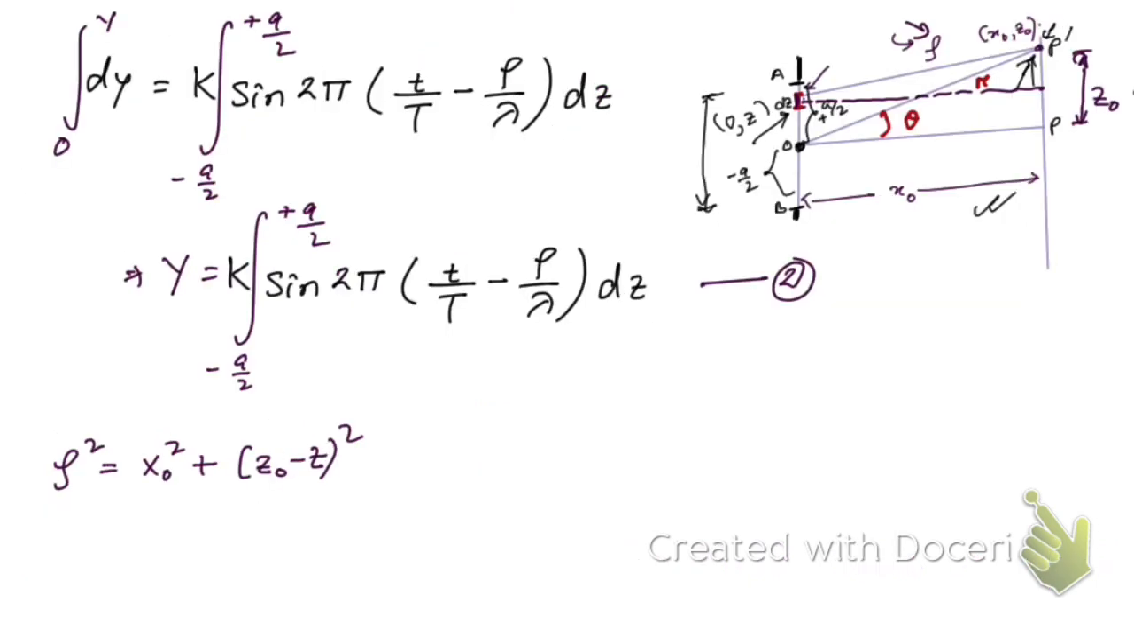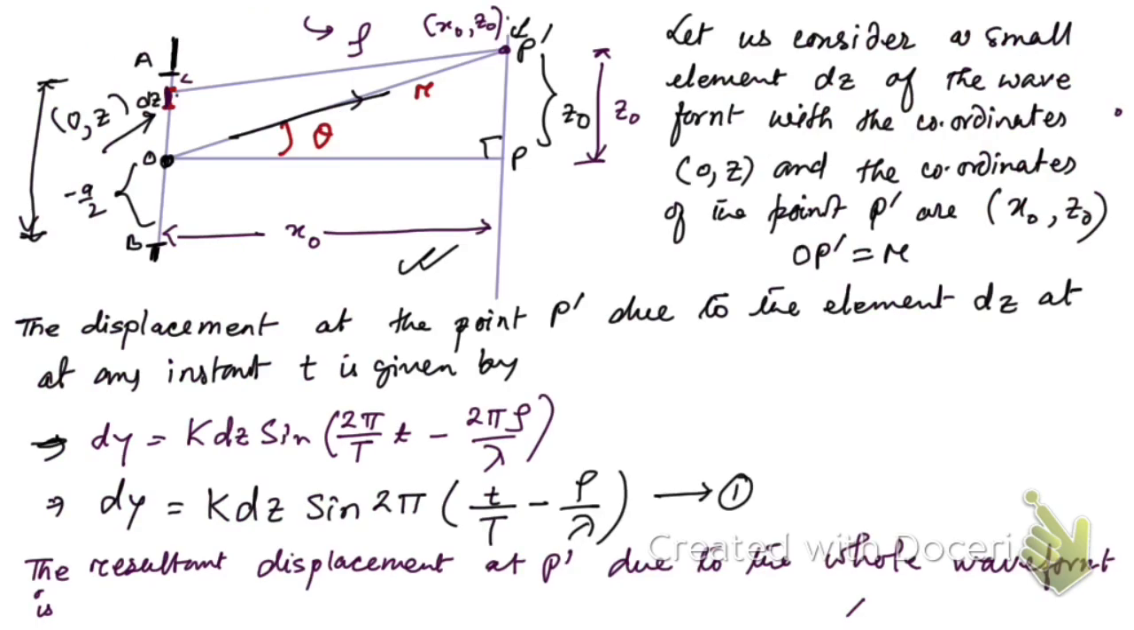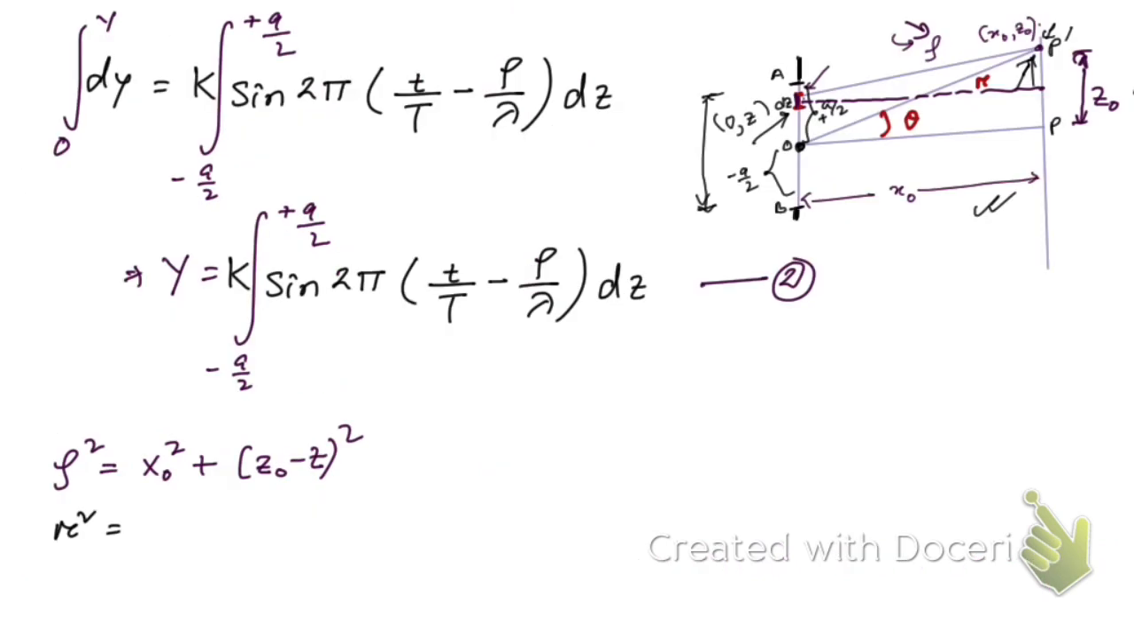So now here we're going to write r square is equal to x naught square plus z naught square, right? So that's what we have got. Now from here we can write x naught square is equal to r square minus z naught square.